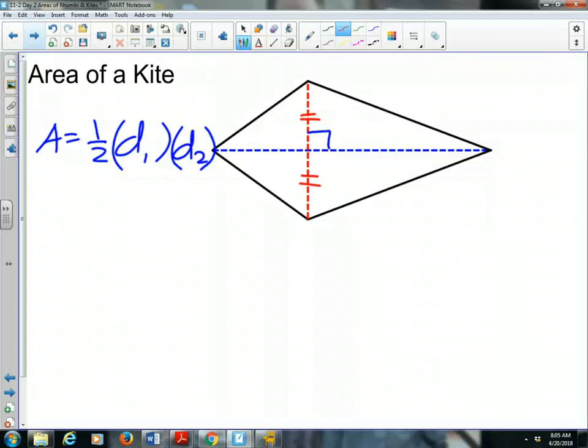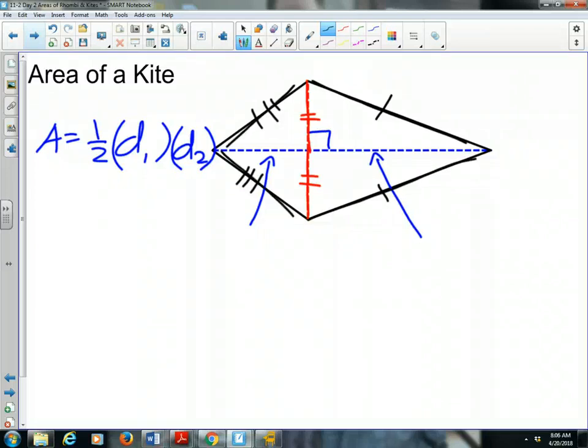So these red segments are congruent to each other. But the shorter diagonal is not a bisector. Like this blue length right here is not the same thing as this blue length right here. Okay, they are different. And then a third thing that we should keep in mind is that the two shorter segments are congruent. And the definition of a kite is that there's two pairs of adjacent congruent sides. So these two are congruent, and these two are congruent.